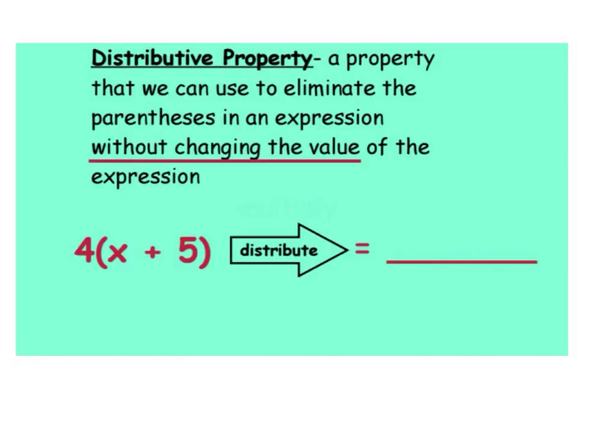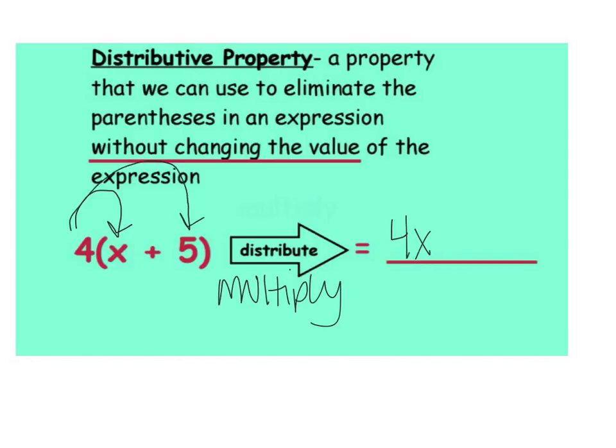When we distribute, what we do is we multiply. So we go 4 times x and make that 4x. And then we distribute to the 5. We make it 4 times 5, which is 20. And then we take the same sign that was in the middle of the original terms and we put it between our two new terms. So when we distribute, remember we take the number on the outside of the parentheses and we multiply that to each number inside the parentheses.